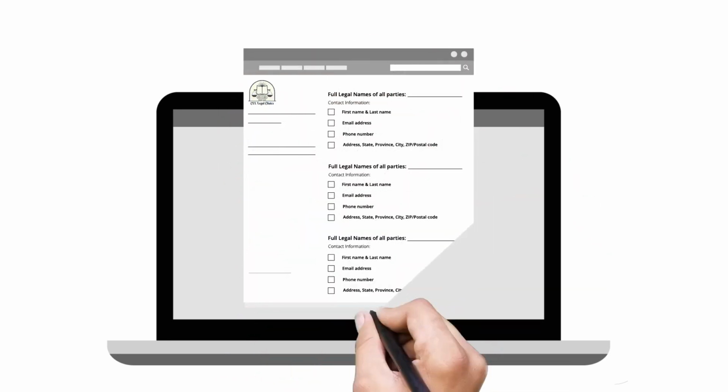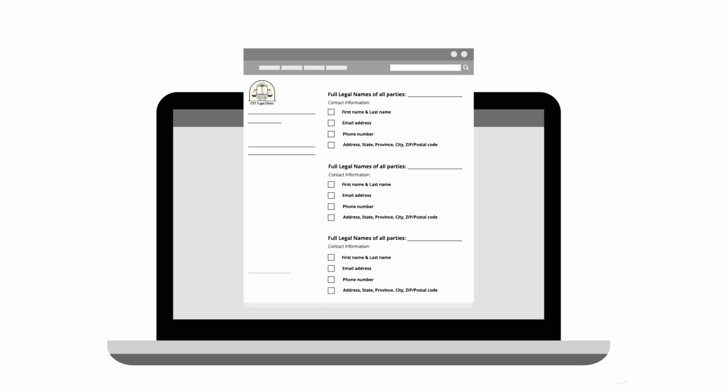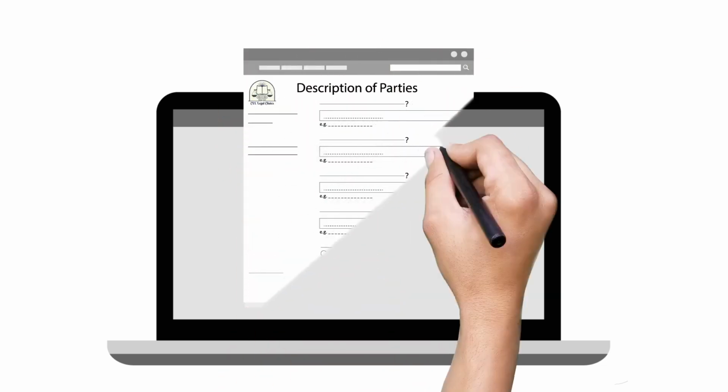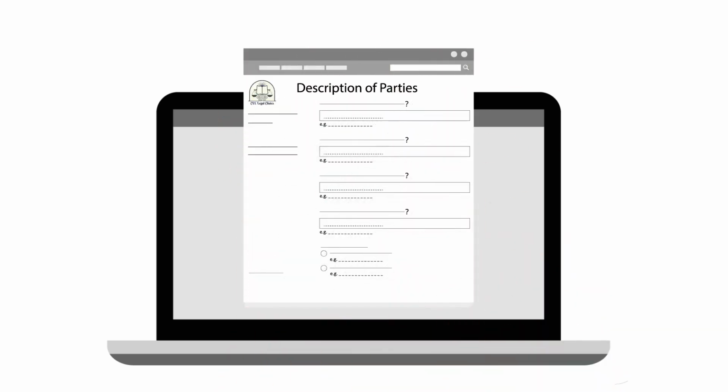Then identify the parties by giving us the full legal names of all parties to the case, as well as their contact information. Also, please provide a description of parties to give us a more complete understanding of the case.